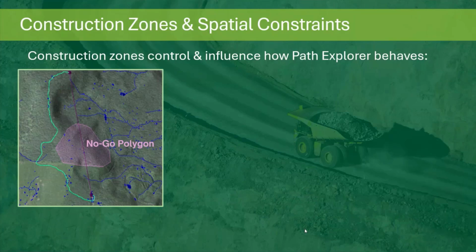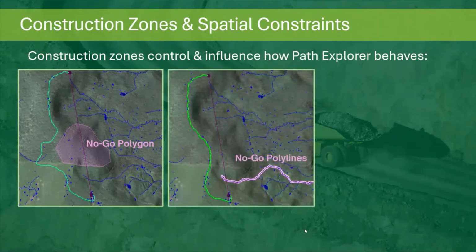Say, for example, you have an area that you certainly don't want an access road going through. Perhaps that is a sensitive habitat. Perhaps it's some existing infrastructure. You can delineate that with a no-go polygon, and that's going to tell Path Explorer it can't go through that. Similarly, you can delineate different polylines as no-go polylines. So Path Explorer cannot cross them.